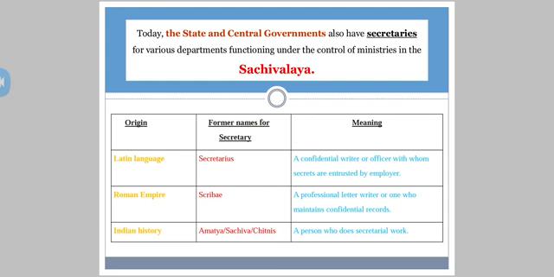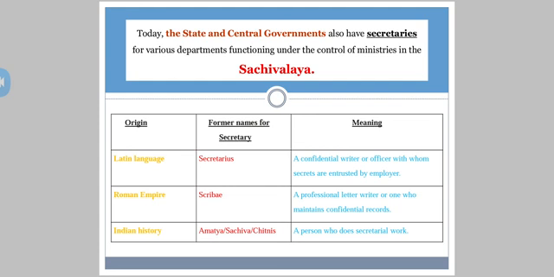Or in the Roman Empire, scribe was the other word for secretary, which means a professional letter writer or one who maintains confidential records. In Indian history, Amatya, Sachiva and Chitnis were the three names given to the secretary, which means a person who does secretarial work.